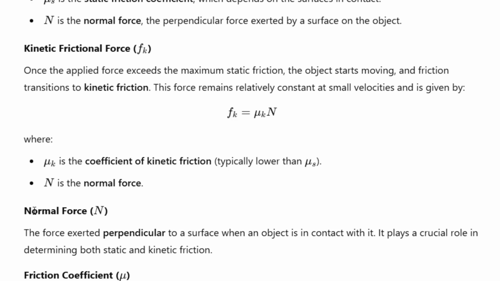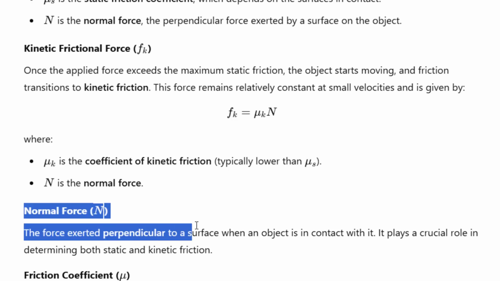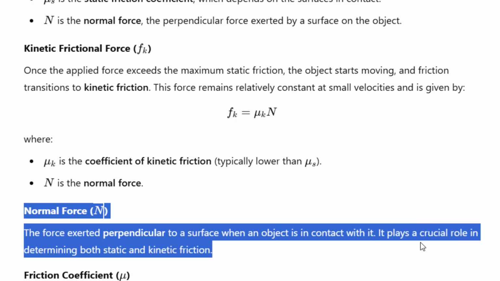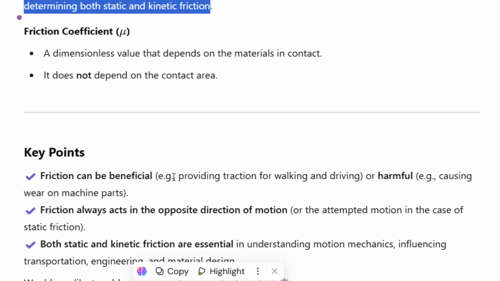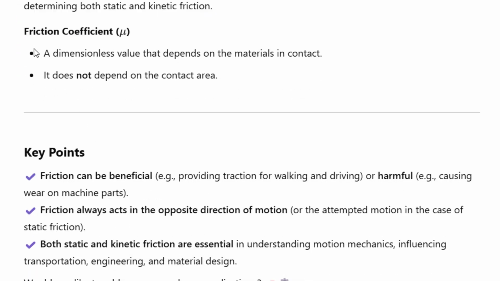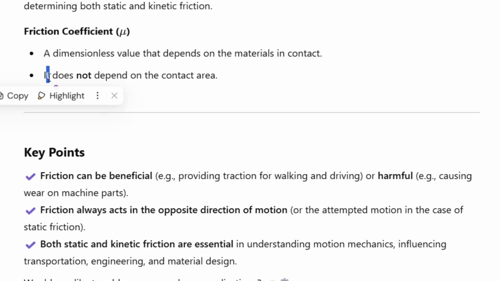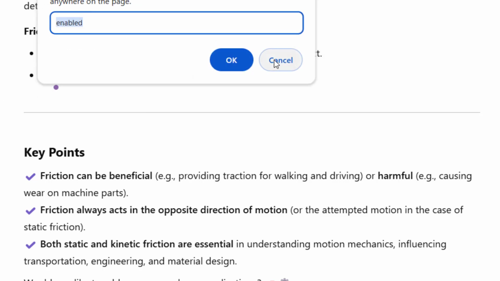Normal force N, the force exerted perpendicular to a surface when an object is in contact with it. It plays a crucial role in determining both static and kinetic friction. Friction coefficient, μ, a dimensionless value that depends on the materials in contact. It does not depend on the contact area.